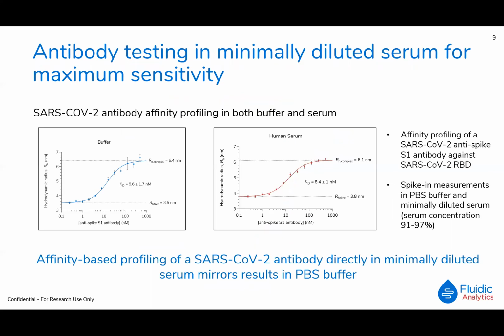Finally, we tested the interaction of the SARS-CoV-2 antibody against the receptor binding domain of SARS-CoV-2 in pure buffer and in human serum. Using the 647 nanometer detection, we were able to see that the KD of interaction in the buffer compared to in the human serum background is roughly the same for SARS-CoV-2 anti-spike protein and the RBD of SARS-CoV-2.